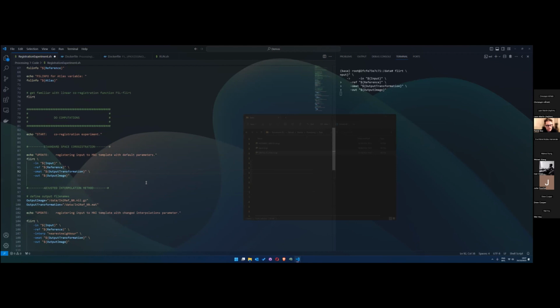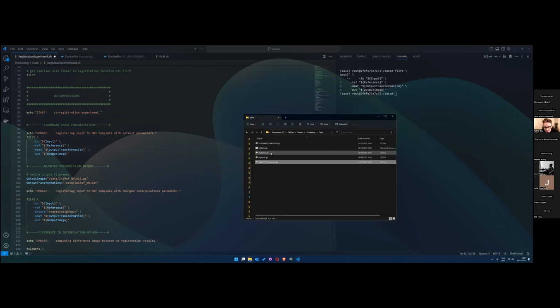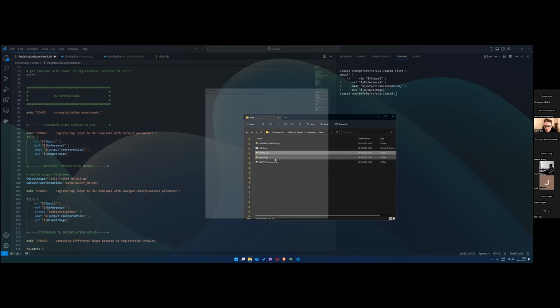So we just spend some awkward silence together once this is done. I think it took like 15 seconds or so when I did it previously. There we go. And now we see a new image here that we called input to ref. So this is basically my image now mapped into reference space.